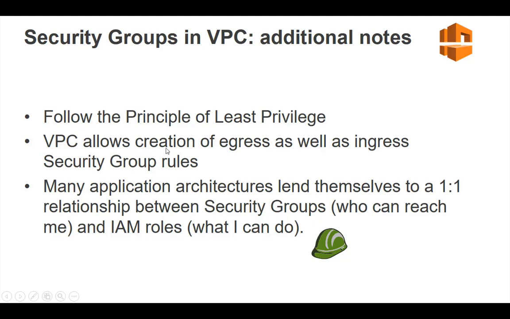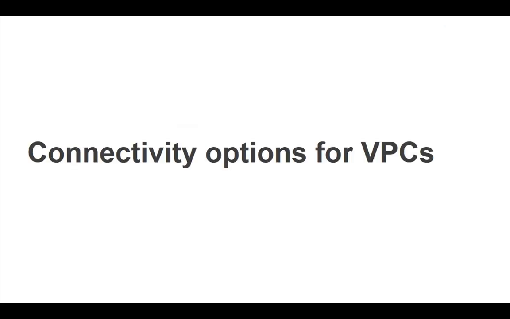Sure, you can read this. VPC allows creation of egress as well as ingress security group rules, so you can control what comes in, what comes out. Generally what you do is you have a one-to-one relationship between your security groups and the IAM roles, and we're going to talk about IAM roles in a little bit. So let's look at connectivity options for VPC. How do you wire them all up? How do they communicate from one VPC to another? Let's explore that.